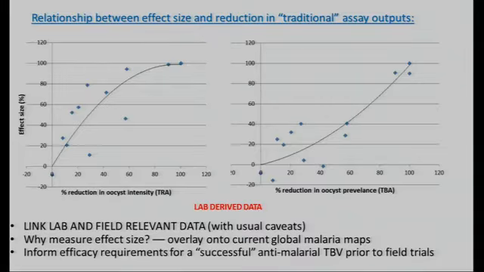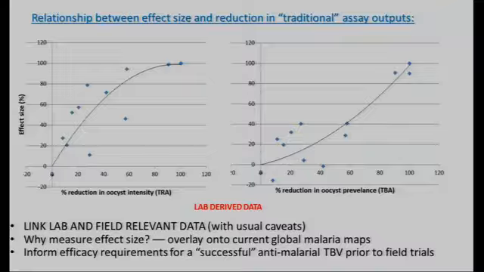So the real idea is to link, in some way, lab and field relevant data, with the usual caveats. And I'll come back to why we measure effect size. The idea is to overlay onto current global malaria maps, with the eventual idea of informing efficacy requirements for what you count as a successful transmission blocking vaccine prior to any phase 3 trials.